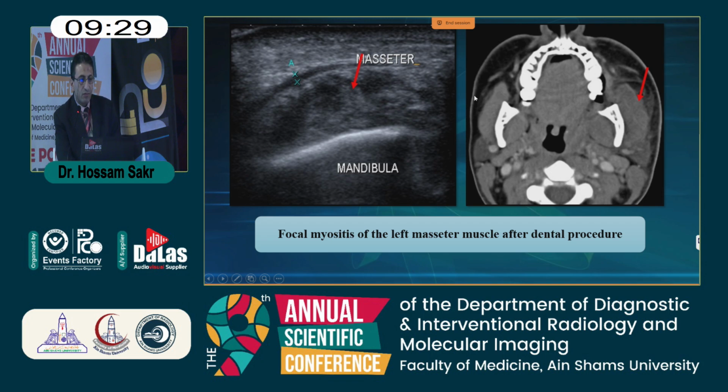This is myositis of the masseter muscle following a dental procedure, by ultrasound and CT. CT shows areas of hypodensity as compared to the normal masseter muscle on the contralateral side. The muscle is enlarged due to edema and low CT density within the muscle, and the ultrasound shows increased echogenicity within the masseter muscle, which is swollen and enlarged.